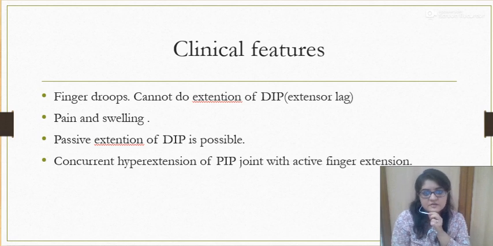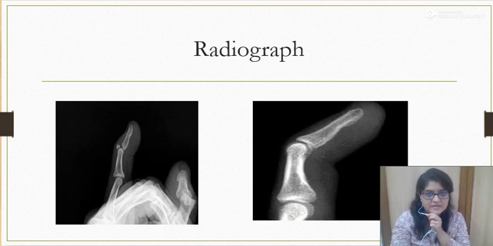Clinical features: the finger droops, that means the patient cannot extend the DIP joint actively. This is known as extensor lag, and passive extension at the DIP joint is possible. Because of this, obviously there will be pain and swelling at that part in the acute stages, and concurrent hyperextension at the PIP joint is seen, that is, the swan neck deformity is seen at the PIP joint. This is in compensation to the mallet finger which has happened at the DIP joint, but it is not the actual swan neck deformity which we see in the RA patients.